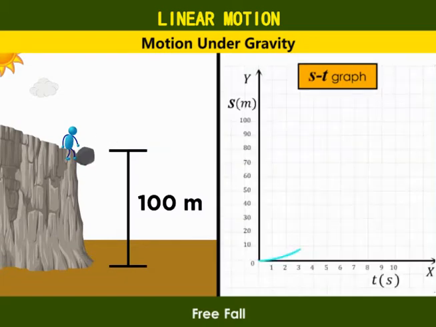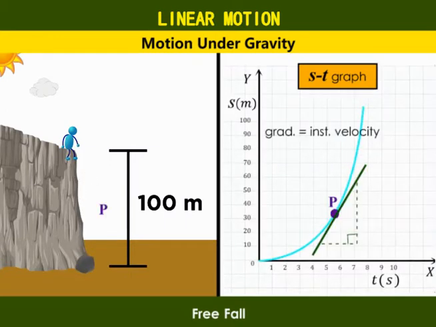The graph of displacement against time is an upward curve like this. The gradient of the tangent at a point gives the instantaneous velocity at that point.